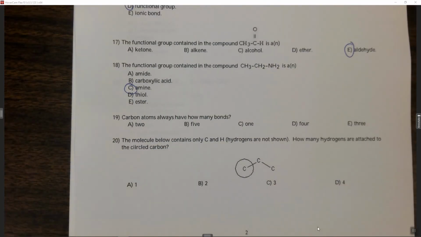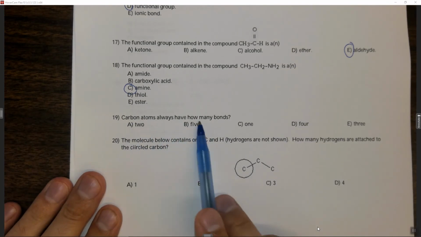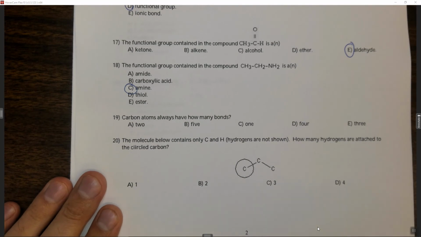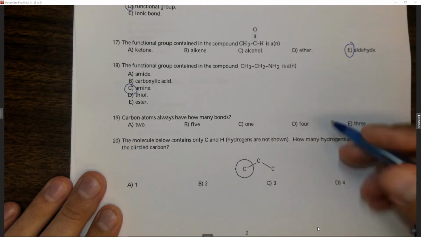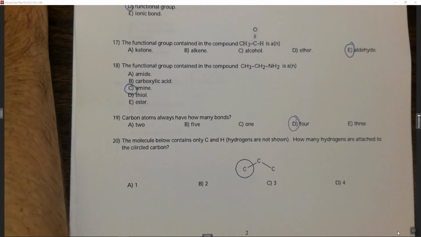Number 19 says, carbon atoms always have how many bonds? And this is going to come up again in the next question and the question after that. Carbon atoms always have 4 bonds, and that allows us to determine how many hydrogens are not shown in the formula, like in the next question.